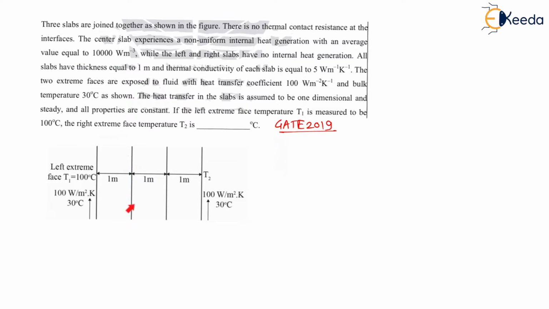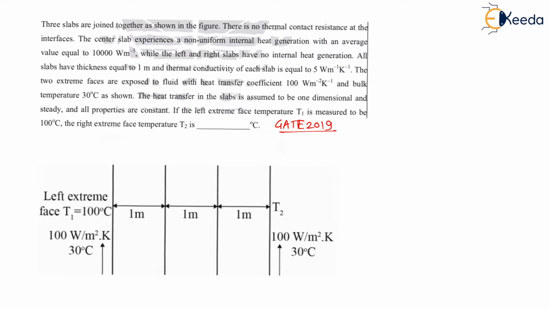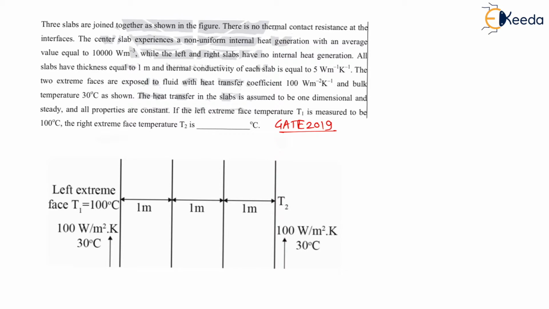Now my dear students, in this center slab, there is a uniform heat generation rate which is known as 10,000 watt per meter cube. Right. Now my dear students, here I will zoom this figure so that we will get proper understanding, right? Let us say this is the slab. Here I will complete the slab. Let's say this is the first slab. I will name this slab as 1.